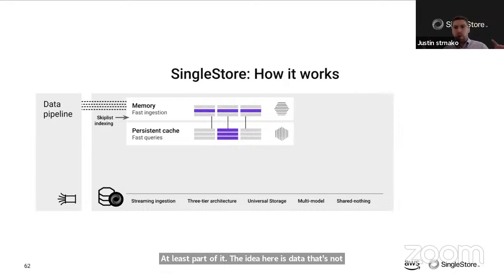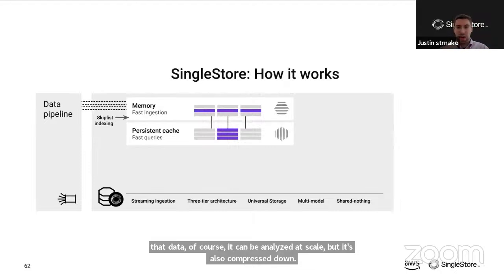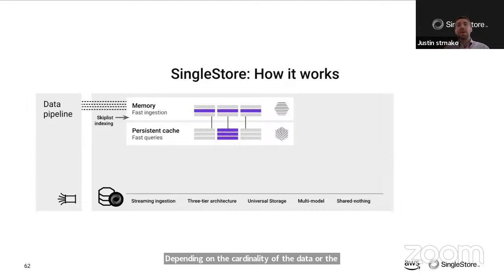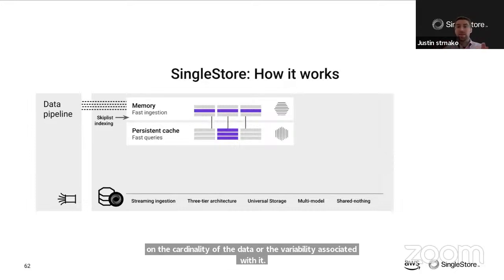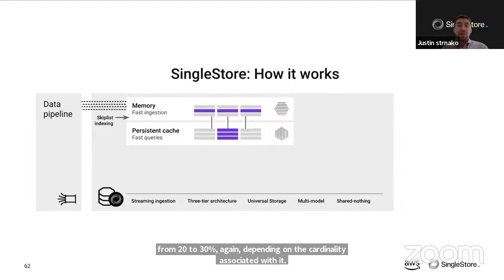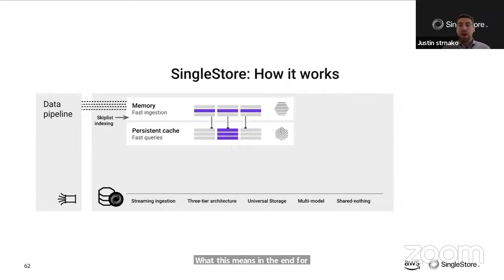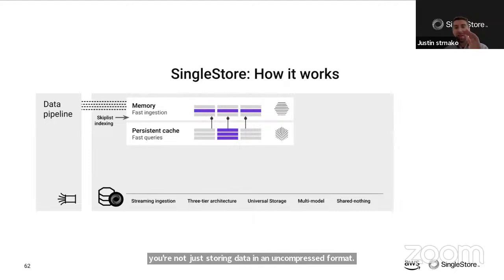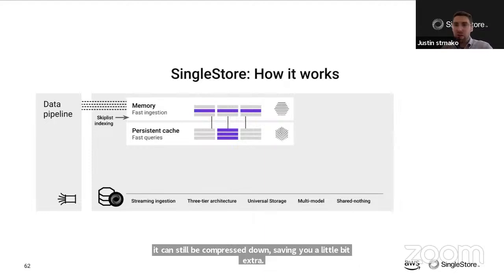And that data, of course, it can be analyzed at scale, but it's also compressed down. Depending on the cardinality of the data or the variability associated with it, that data can be compressed anywhere from 70 to 80%. Now, we're here talking about vectors. And so the idea here is vectors are probably compressed anywhere from 20 to 30%, again, depending on the cardinality associated with it. What this means in the end for you is you're saving money. You're not just storing data in an uncompressed format just because. The idea is no matter the data or data type, it can still be compressed down, saving you a little bit extra.